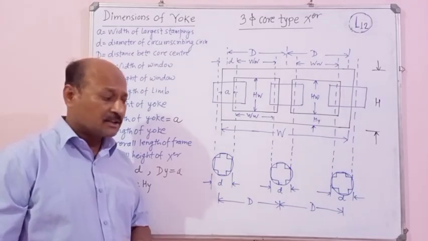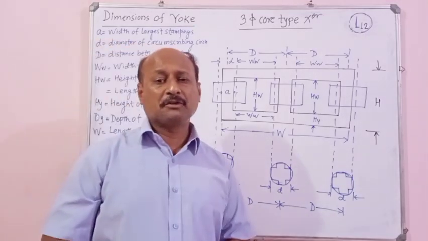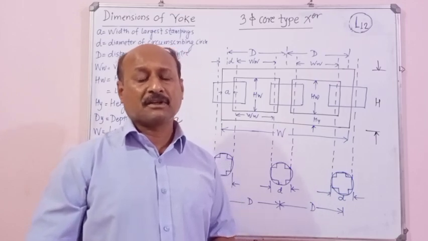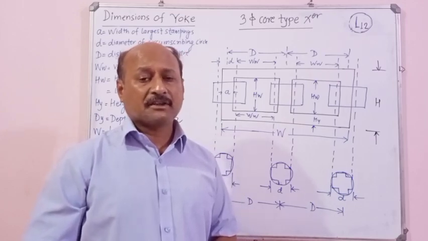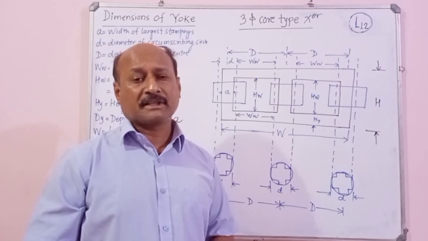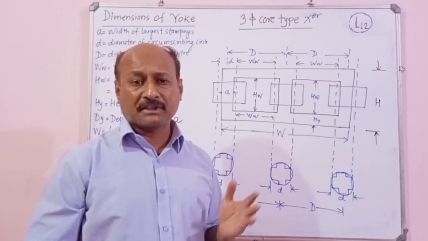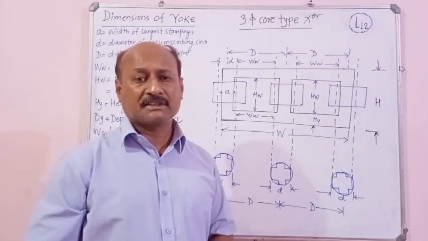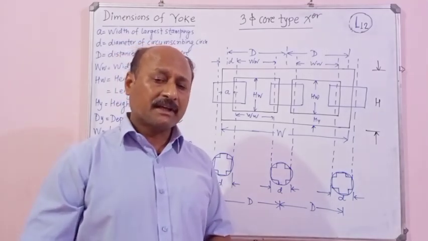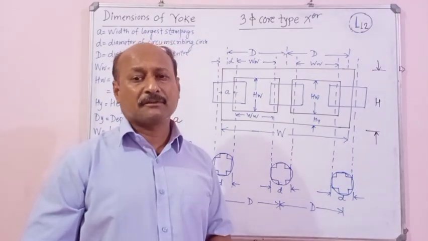So in the next class we are going to solve numericals on the design of the transformer. Come with a revision of the overall theory of the design of the transformer, that is the design of the yoke, the design of the core, and the different constants, so that it will be helpful to solve the numericals on the design of the transformer.